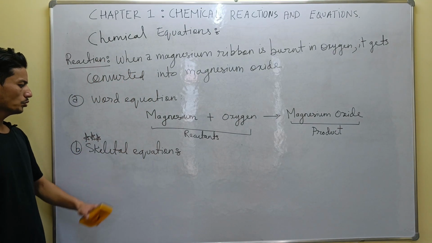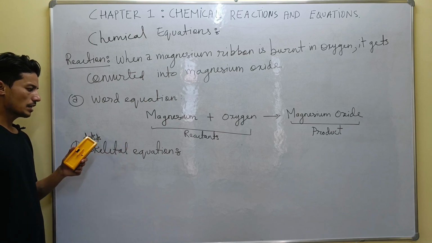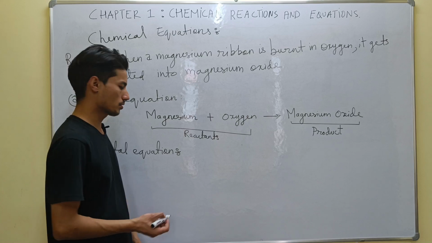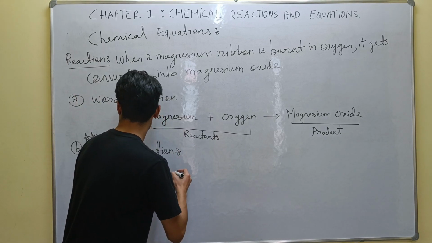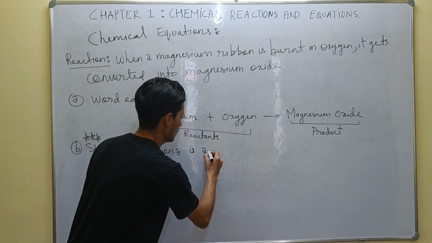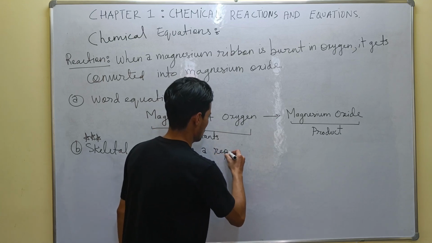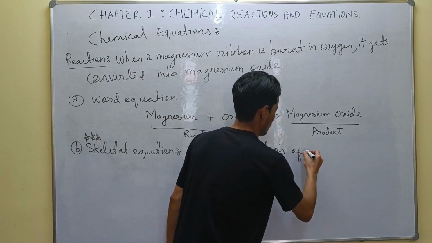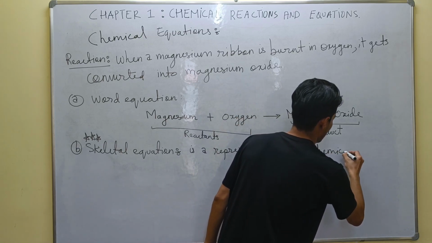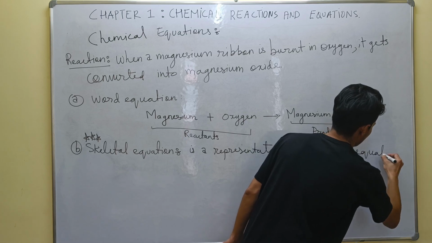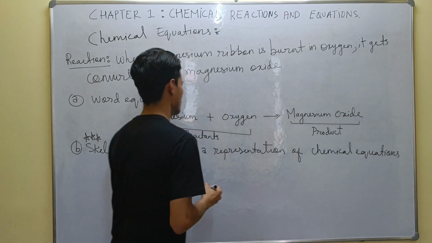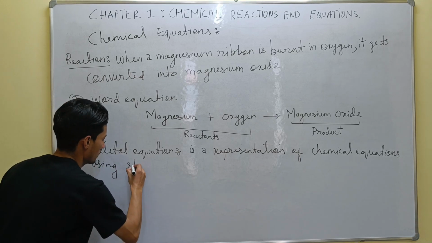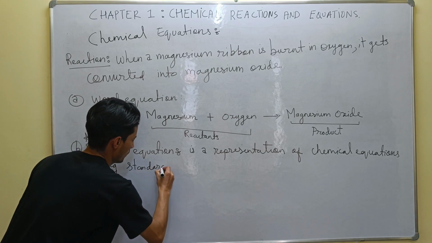Now how do we write in skeletal equation? In skeletal equation, we will be using standard symbols of the elements or compounds. So a skeletal equation is a representation of chemical equations using standard symbols.